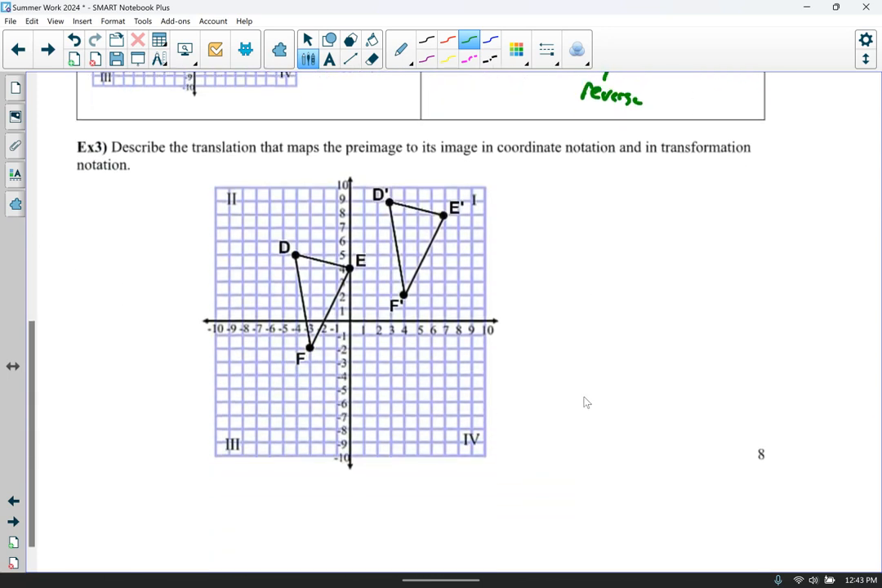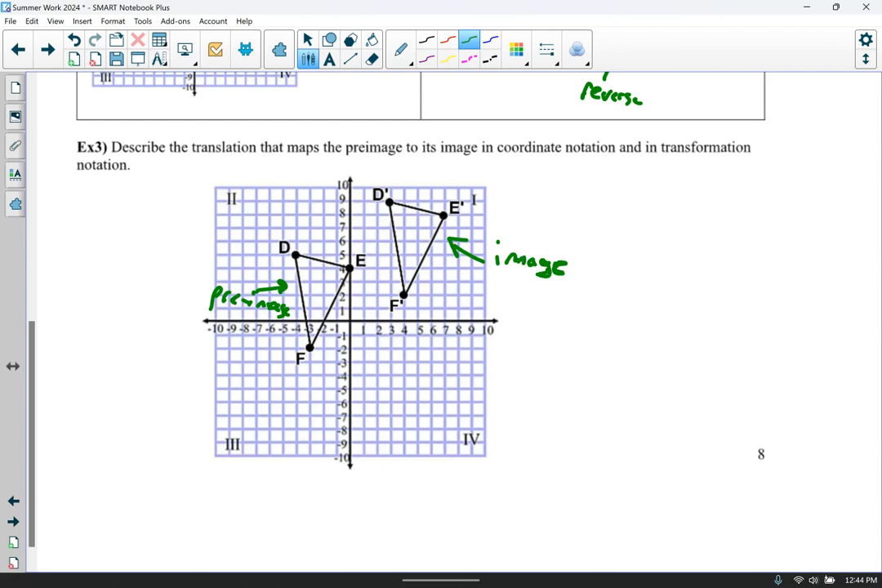Okay? The last type of translation problem we could be asked is to describe a translation that's already been given to us. So describe the translation that maps the preimage to its image in coordinate notation and in transformation notation. Okay? So first thing I want to notice is that triangle DEF, that's our preimage. Right? Where this is our image. And then I'm just going to pick one point to work with, D, E, or F. I'm going to use D.